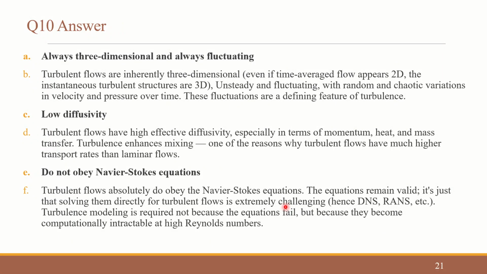Turbulent flows absolutely obey Navier-Stokes equations. The reason we are not going with direct solution is that it is computationally intractable at higher Reynolds number. The reason is not that these equations fail at higher Reynolds number. These equations remain valid at higher Reynolds number. Solving them directly for turbulent flows is extremely challenging, so we go with turbulence modeling like RANS. So the answer is option A, statement 1 is therefore the right answer.